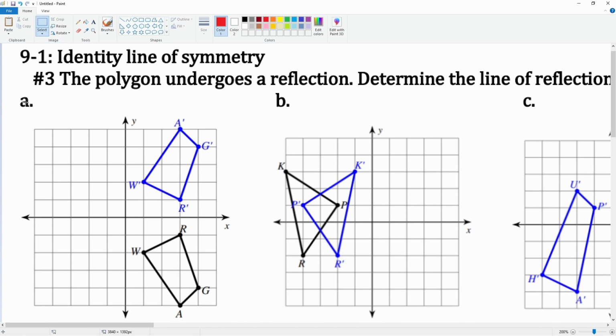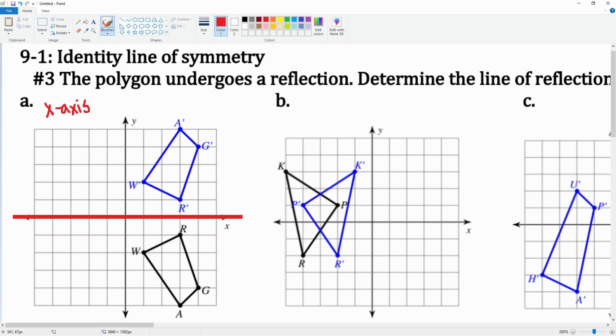WRGA got reflected here somehow, and it became R prime. Okay? So you can visually see this as being right here, as being the line of reflection, because notice that this is one distance away, so this is also one distance away. Okay, so this is the reflection over the x-axis.